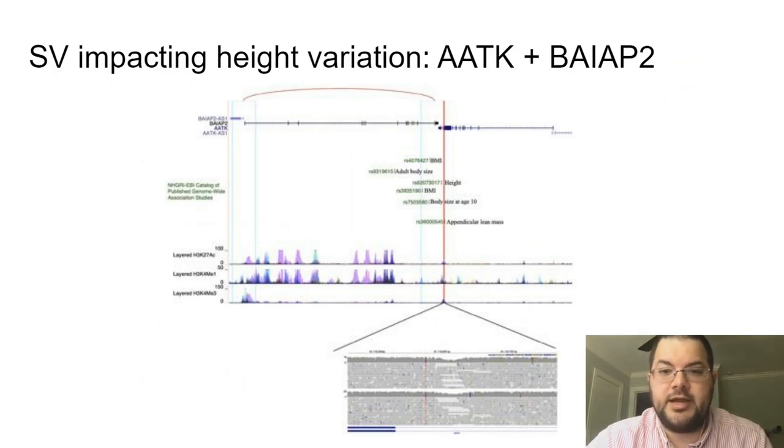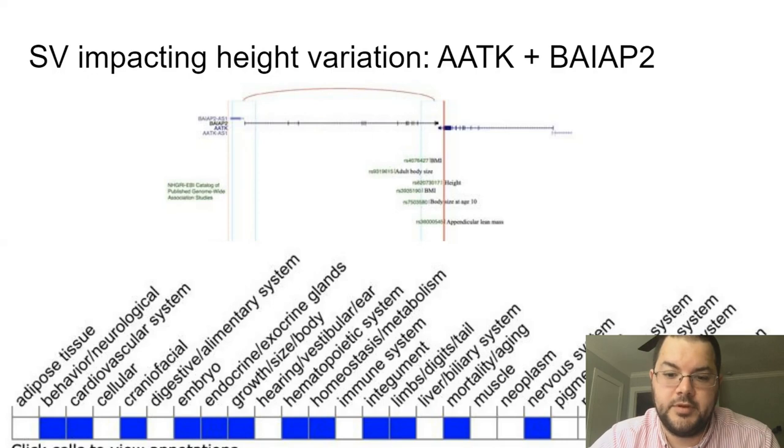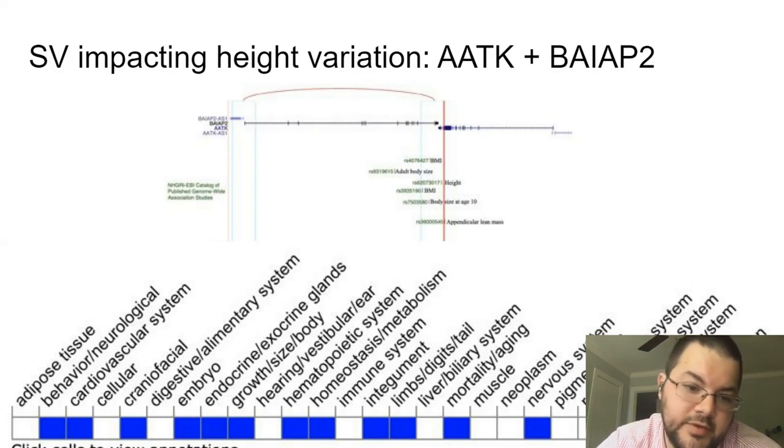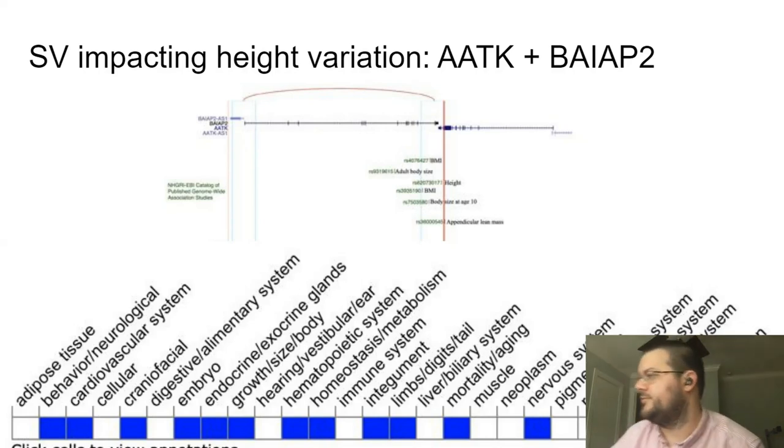Another example when it comes to human height, but a little bit more complex to interpret, was this interesting deletion in the AATK gene. This is a 51 base pair deletion. And AATK is actually an enhancer that regulates BAIAP2. I always struggle with that name. I'm showing you here the interaction map in the middle of this plot. BAIAP2 has been associated with multiple phenotypes, which I'll show you here, which include behavior, neurological, cardiovascular system, embryonic, but also growth and size of the body itself. Excuse me.